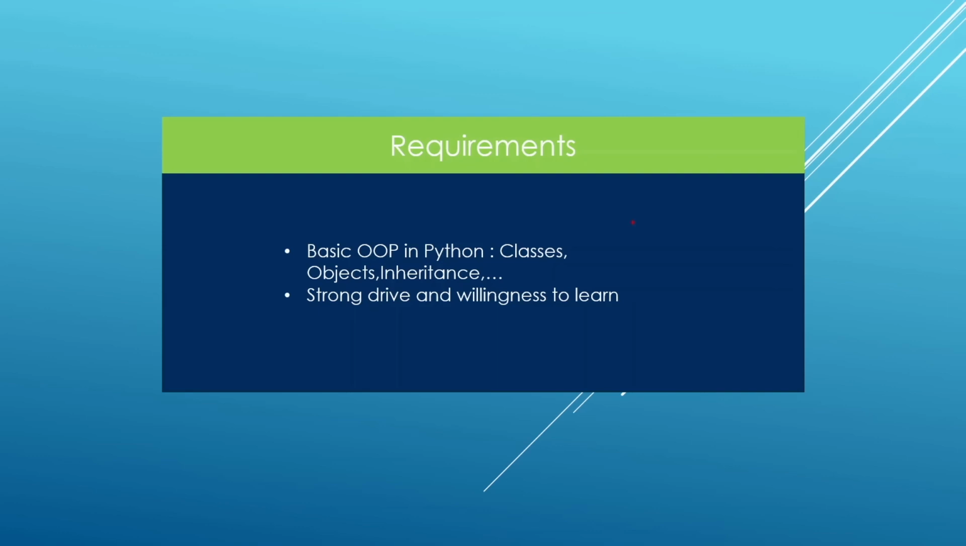The requirements for this course are not really that hard. All I require is a basic understanding of Python and a basic understanding of object-oriented programming in Python. If you can use things like classes, objects, inheritance, and polymorphism, you will probably be fine with the course. The most important thing, in my opinion, is the strong drive and willingness to learn, which is going to go a long way if you come across problems. You won't give up easily, you will keep trying until you get the thing running.